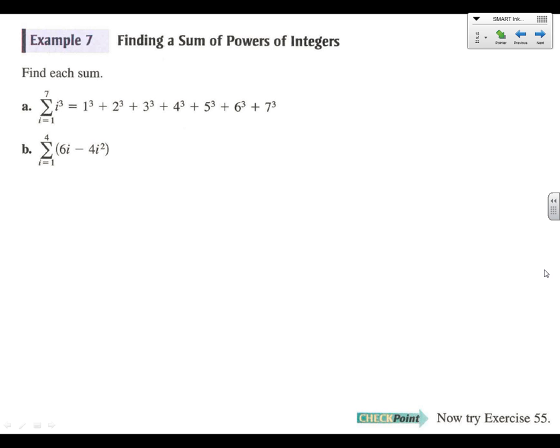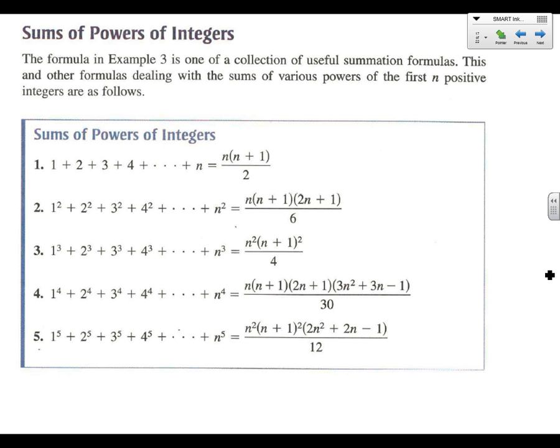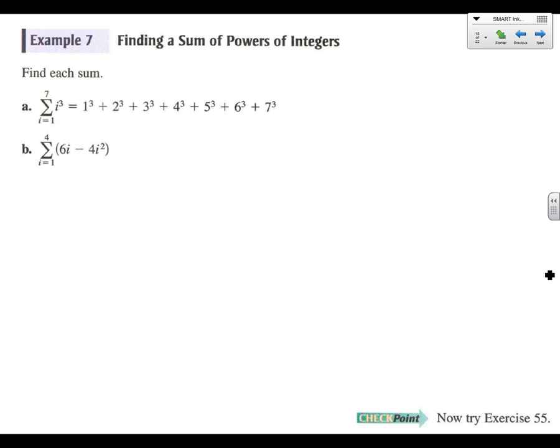Okay, so now we're going to find each sum using these formulas. So this is i cubed, okay? So we could add them all up. I don't want to do that though. I want to use the formula. So the i cubed formula is n squared times n plus 1 squared over 4.